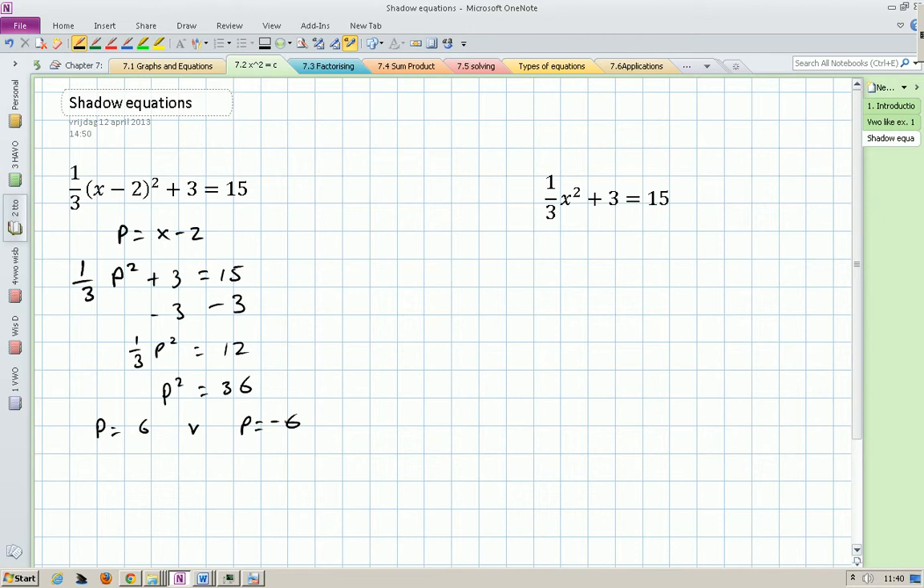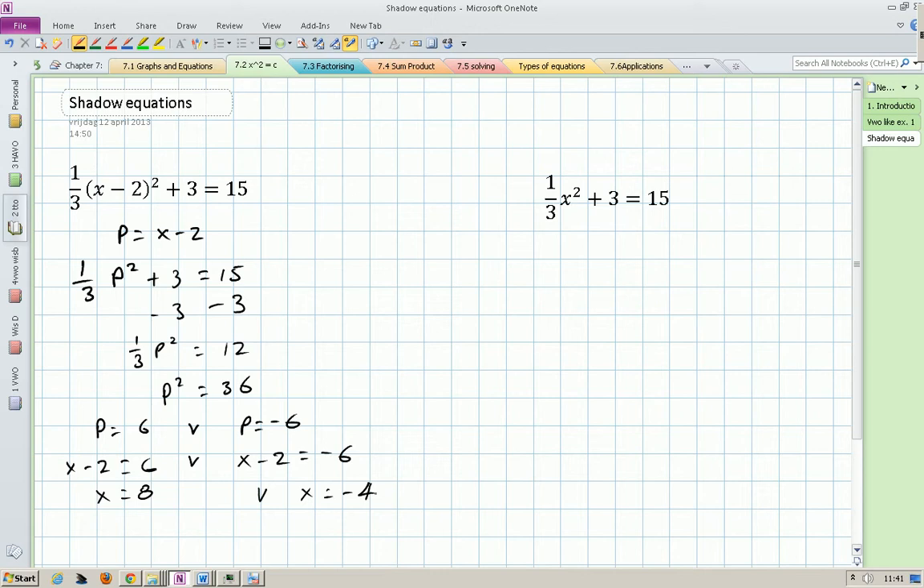And now we do what's called undo our substitution. We know what p is, but we want to know what x is, and we said that p is equal to x minus 2. So now I can say again that x minus 2, replacing the p with x minus 2, is equal to 6, or x minus 2 is equal to minus 6. And then adding 2 to both sides, x is equal to 8, or x is equal to minus 4.